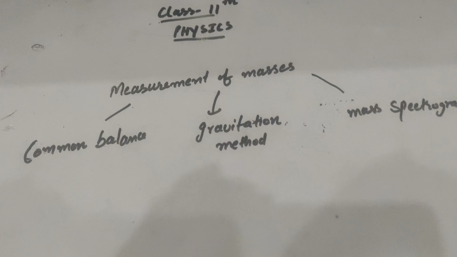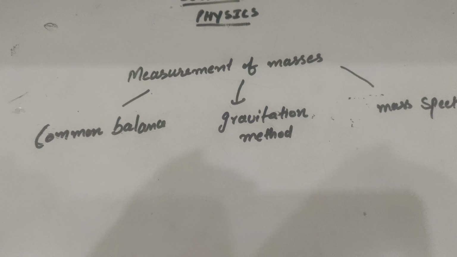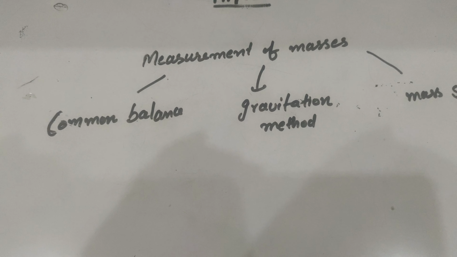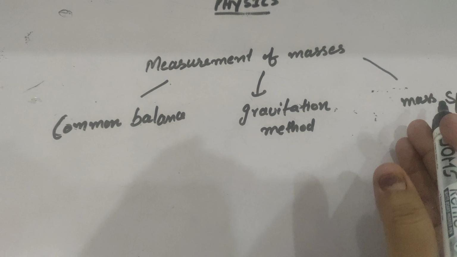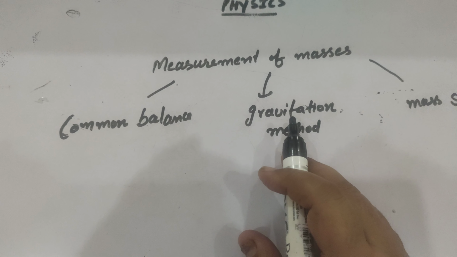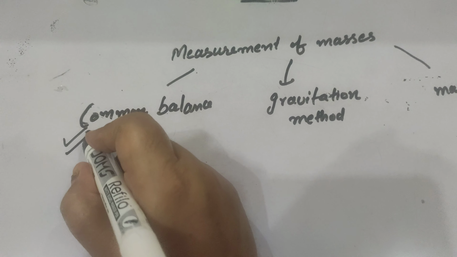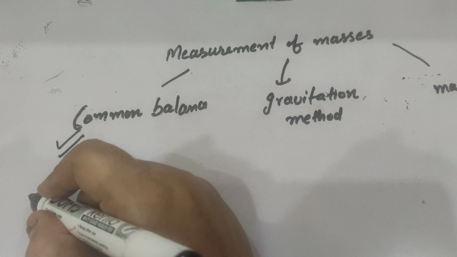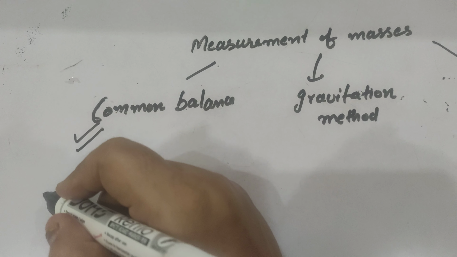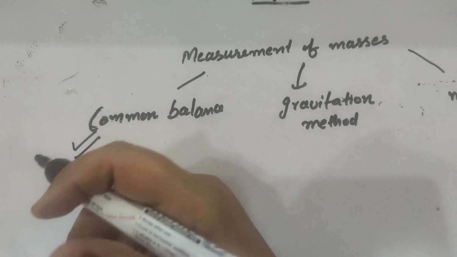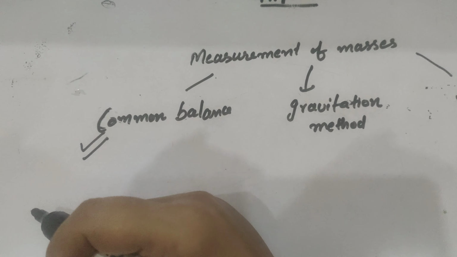In the previous slides, we have discussed the direct or indirect methods to measure lengths. Now, the measurement of masses. There are different methods to measure masses. Right here, this is the common balancing machine which you can usually see in a grocery shop to measure the weight of an object.